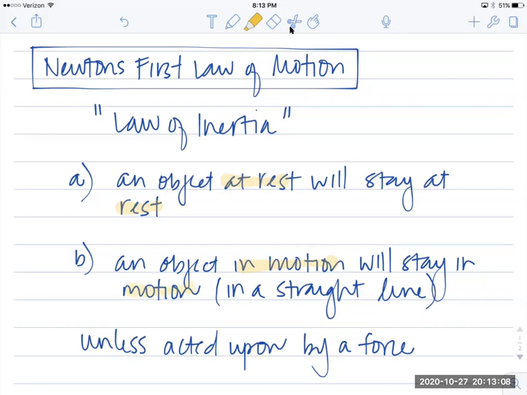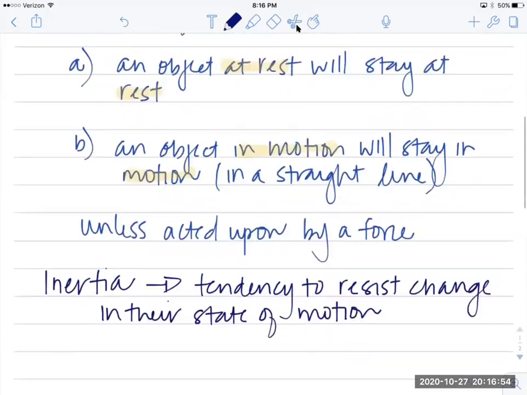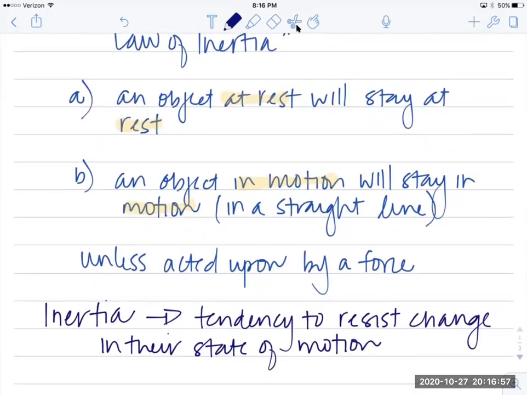So this law, like I mentioned, is also called the law of inertia. So it'd be helpful to explain what inertia is. Inertia is the tendency or property to resist change in its state of motion. So that's why Newton's first law is called the law of inertia, because the point is that it's resisting change to its current state of motion.